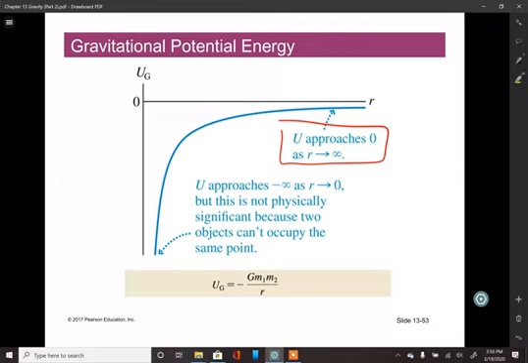And as the separation goes to zero, we get increasingly large amounts of energy, more negative. But because r can never be absolutely zero, two objects can't have their centers at the same point, it doesn't matter that that has no limit down in that direction.